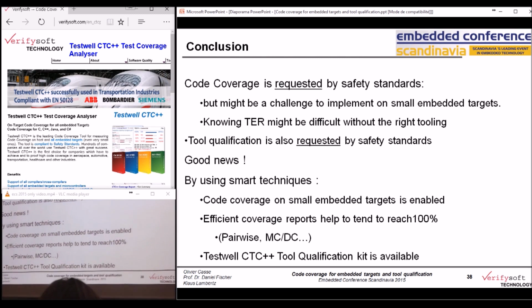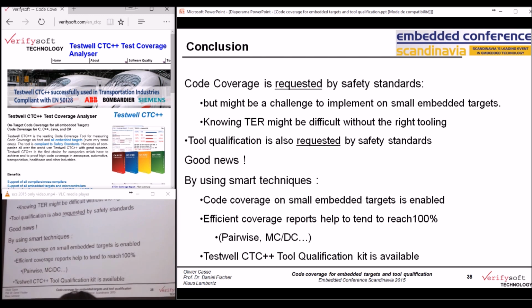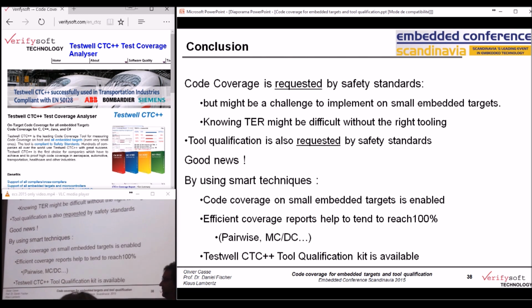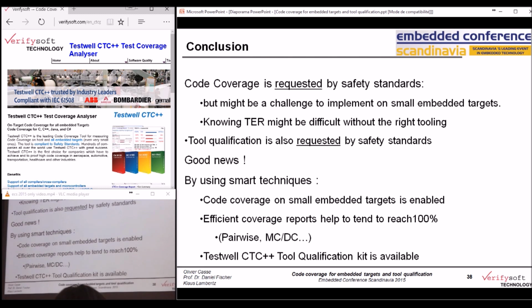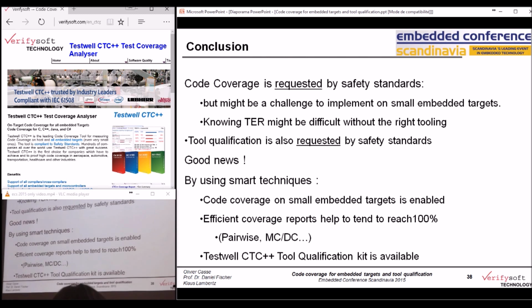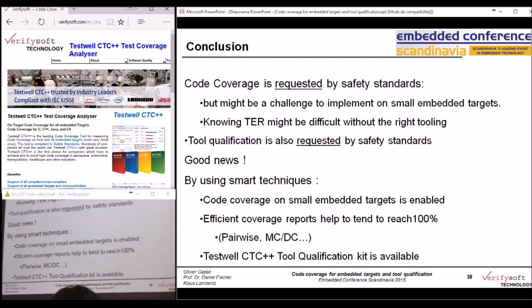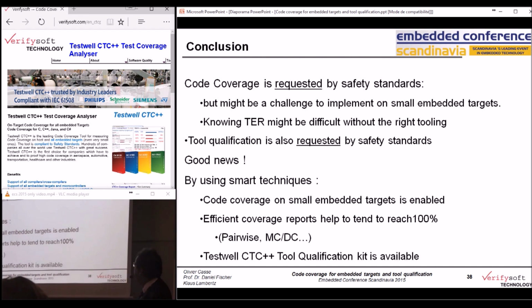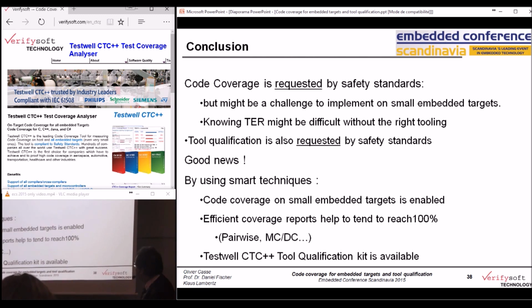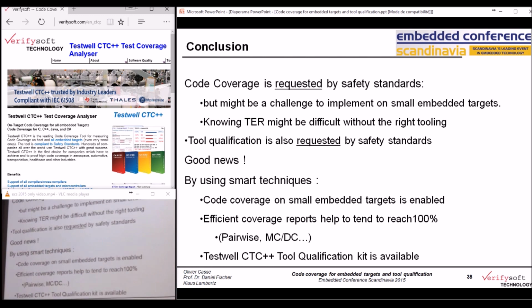Here we can help because we have such a kit in order to provide this information to the certification organization. And with the smart techniques to run on the target with MCDC, you have seen the reports, so we are very helpful to customers by providing this kind of report.